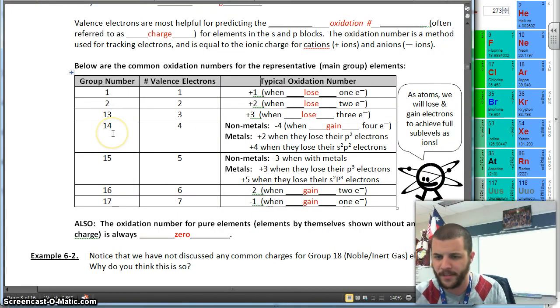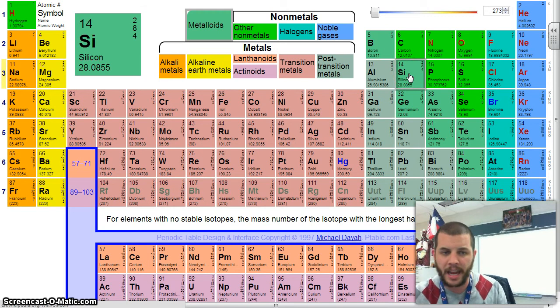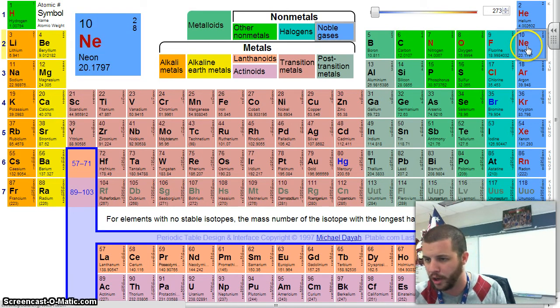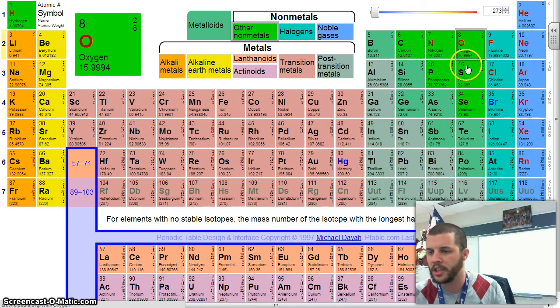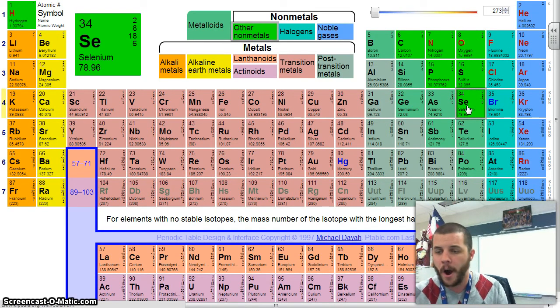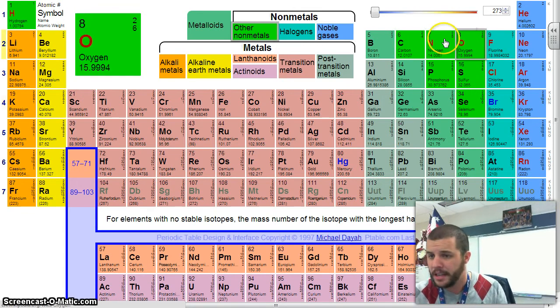Now let's go back to group 14 and 15 for a moment. Group 14 and 15, those are the weird ones. We have non-metals and metals in group 14 and 15. Here's what we've got. Group 14, carbon and silicon are non-metals. Non-metals are gainers, so these are going to gain 4 electrons to act like their nearest noble gas, giving them a -4 charge. Nitrogen, phosphorus, and arsenic are going to gain 3 electrons to act like their nearest noble gas, giving them a -3 charge. So carbon and silicon, -4.